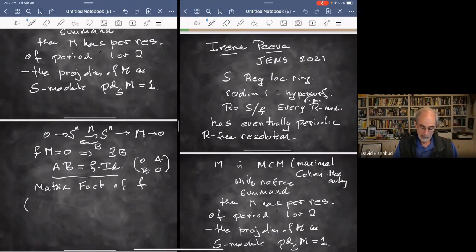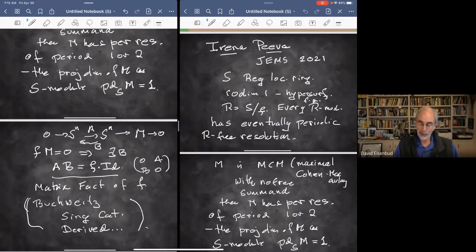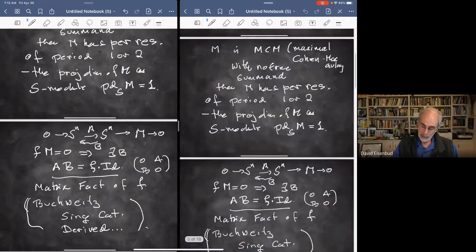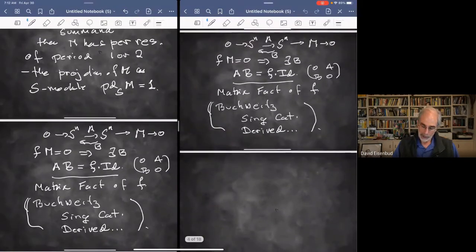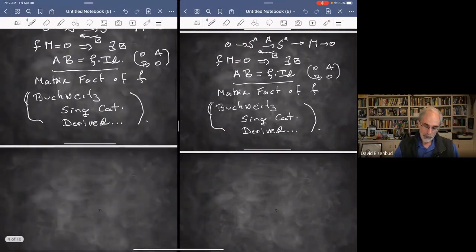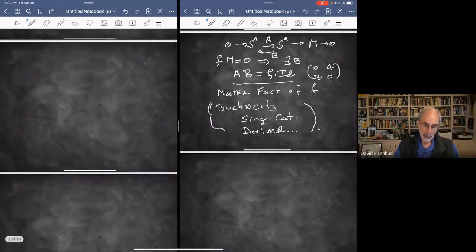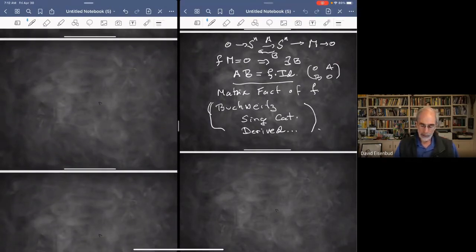And people have run with this, first Buchweitz, and then a lot of physicists discovered this. And there are singularity categories made of matrix factorizations and derived singularity categories, etc. I'm not going to go down that path. I want to tell you something much more concrete than that. But there is a whole literature about singularity categories and what you can do with them, which is, I think, quite interesting also. So that's the situation as of 1980.